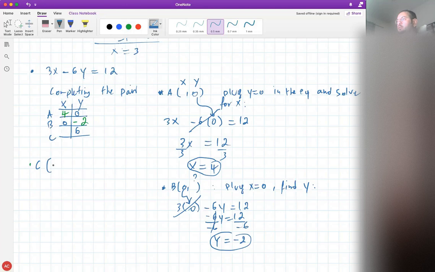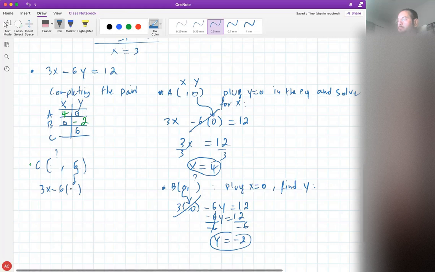So we don't know the x. The y is 6. Same thing. So we're going to plug the 6 here and see what we get. It's going to be 3 times x minus 6 times 6 equals 12. So the 6 goes here now because we chose y to be 6.